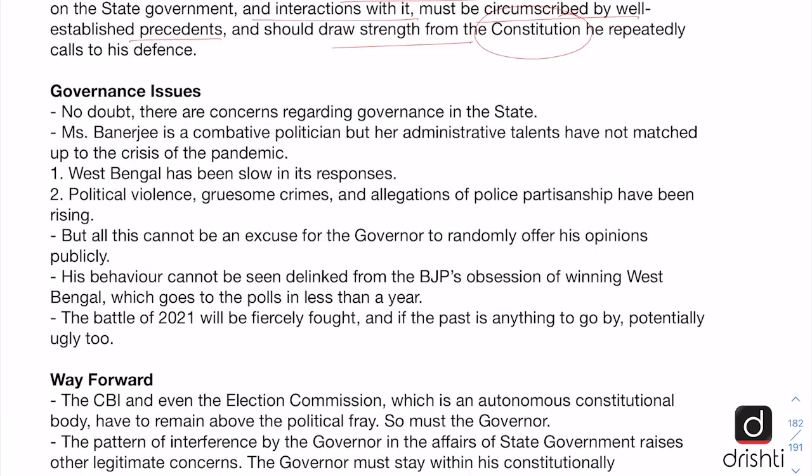The editorial also underscores that yes, there are concerns regarding governance in the state, as West Bengal has seen a lot of political violence. Also, its response to the COVID-19 pandemic has not been up to the mark, and the state government has been found wanting on various fronts. The editorial states that Miss Mamata Banerjee is a combative politician, but her administrative skills have not matched up to the crisis posed by the COVID-19 pandemic.